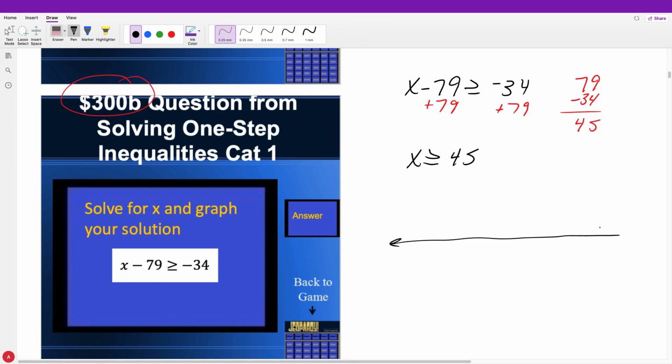I would go ahead then and draw my line, and I'm going to fill in my number line. So 1, 2, 3, 4, 5. So we have 45, 46, 47, and then 44 and 43. Since it's equal to, it's going to be a closed circle. Let me do this in a different color. Since it's equal to, it's going to be a closed circle at 45. And since x needs to be greater than 45, and 46 is greater than 45, our graph will go in that direction.